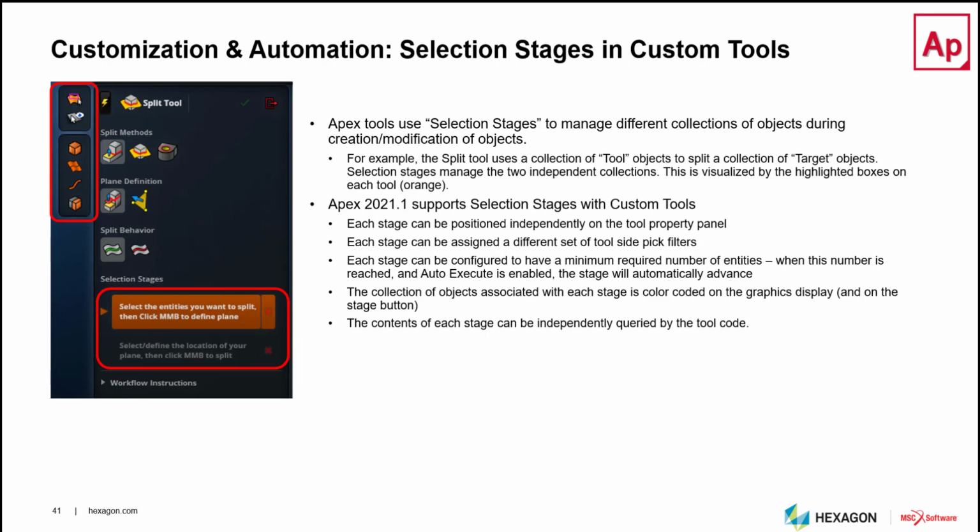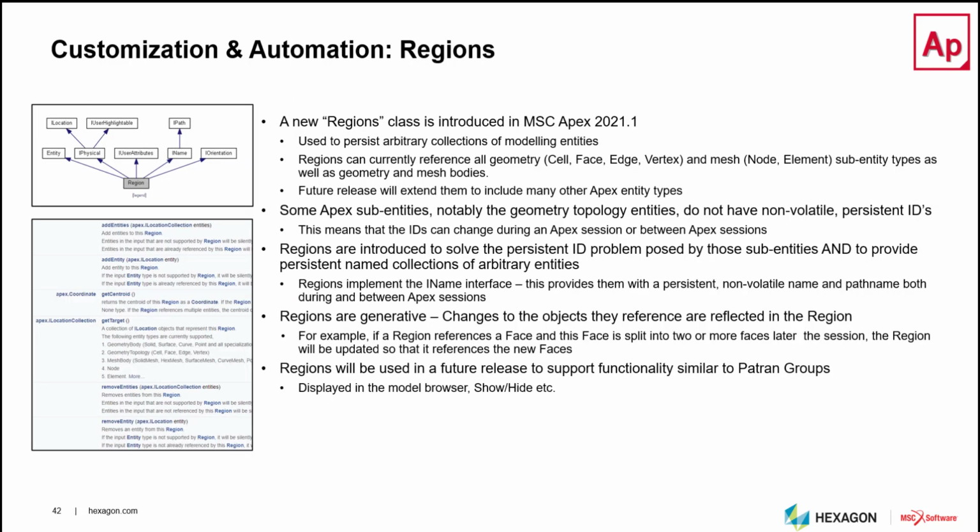We also have support for new selection stages inside of custom tools. Okay, so previously this was something that was missing inside of tools like the split tool here, you can see, where if you wanted to build a script that walked the user through choosing the different selection stages, you were unable to do that. And now inside of the Apex API, you can support that.